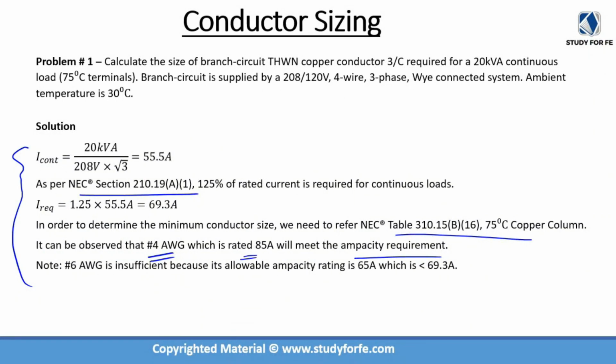So now validate it: when you go to this table and look at the column for THWN, 75 degrees C copper, number 4 AWG, which is 85 amps, will meet this requirement. Why is it? Because number 6 AWG is a smaller size than number 4 AWG. The bigger the number, the smaller the size. So number 6 AWG is actually a smaller cable. It is insufficient for our given case, because its allowable ampacity is only 65 amps. We need 69.3. So that's why we go to the next size up, and we get 85 amps.